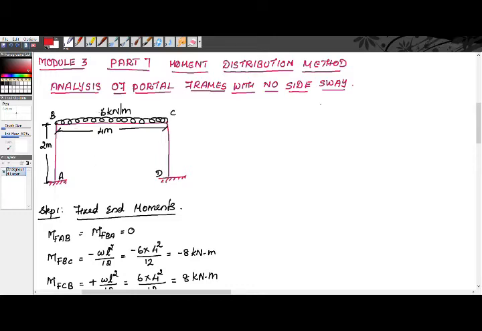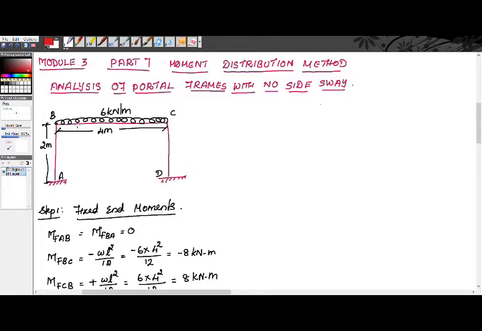There is a UDL of 6 kilonewton per meter throughout the span BC. So step 1 is, as usual, we have to find the fixed end moments. So we know in the span AB, there is no external loadings. See, fixed end moment is obtained by assuming all the supports as fixed. So if you are considering AB, A should be considered as fixed support, B also should be considered as fixed support. Since there is no external loads, fixed end moments at A and at B for the span AB is 0.